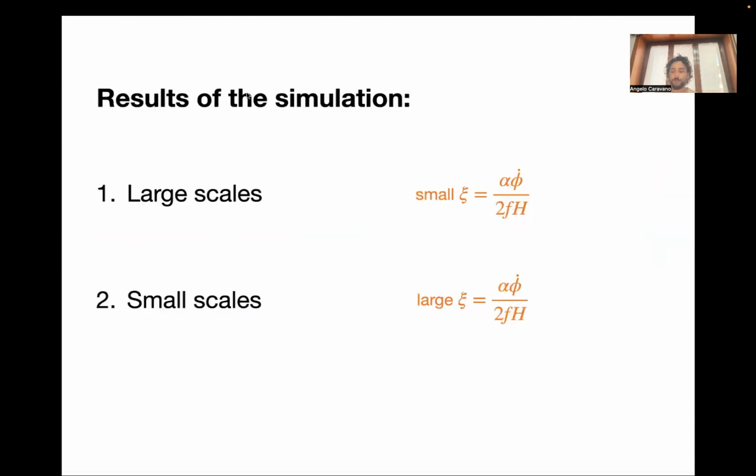And now I'm going to show you the results of the simulation. I'm going to divide them into two parts. First, I'm going to tell you about large-scale results, which are basically the case where we have a small xi and we are in the perturbative regime of the theory. And then I'm going to tell you about the small-scale results where xi is large and perturbation theory doesn't work.